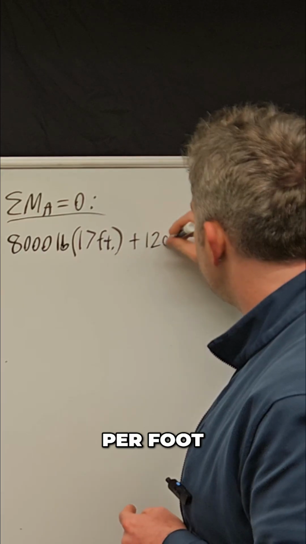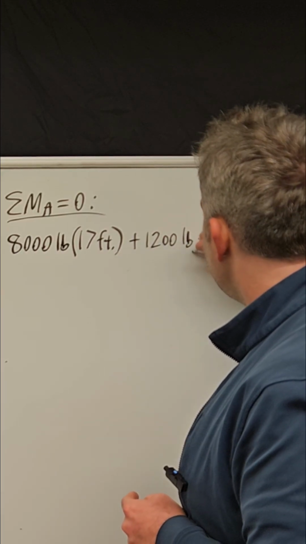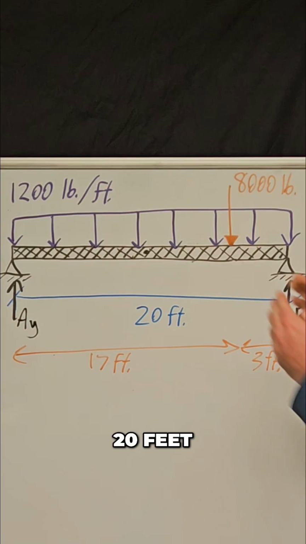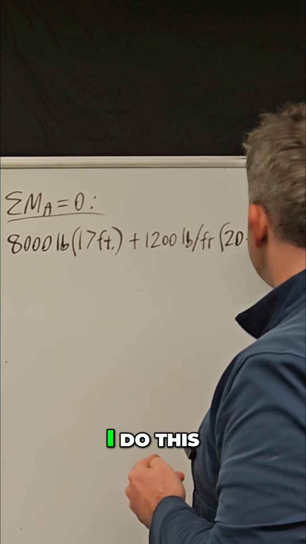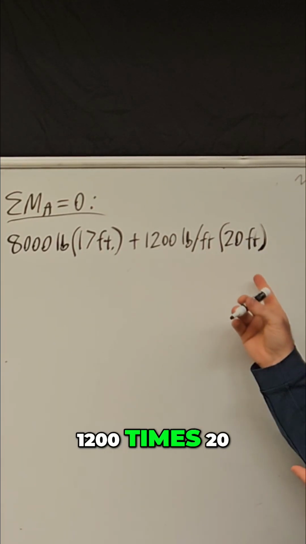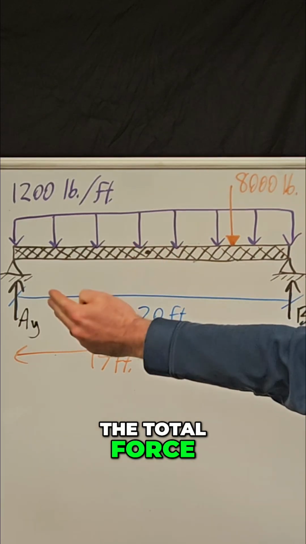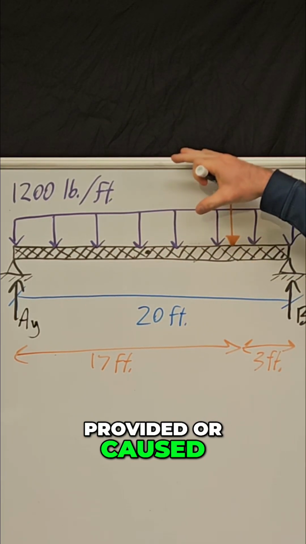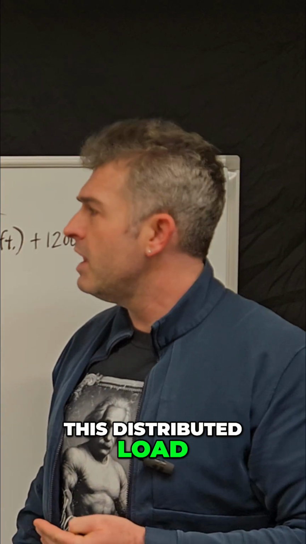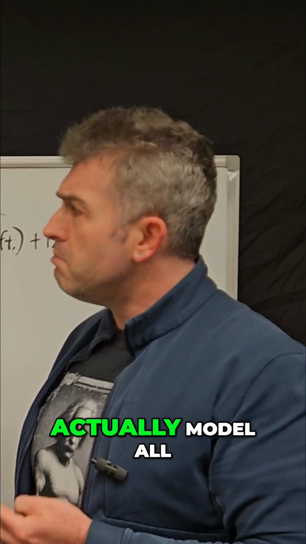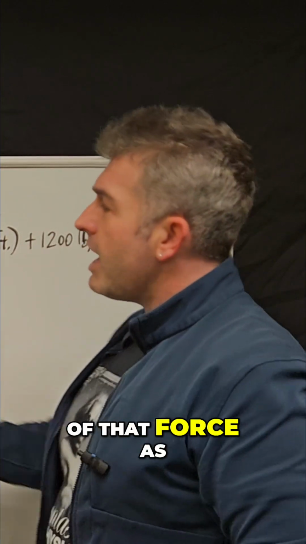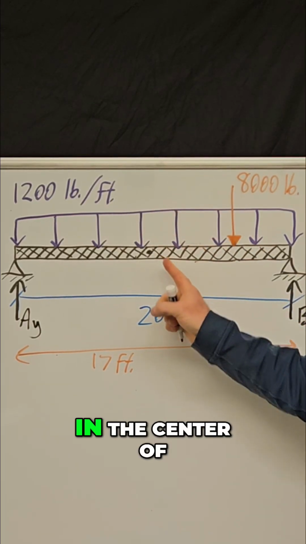The other moment is caused by this distributed load, and so that is plus 1,200 pounds per foot times 20 feet, right? And so when I do this 1,200 times 20, that gives me the total force caused by all of this distributed load. And where is that load acting? Well, it's everywhere, but you can actually model all of that force as a single point load that's acting in the center of the beam.